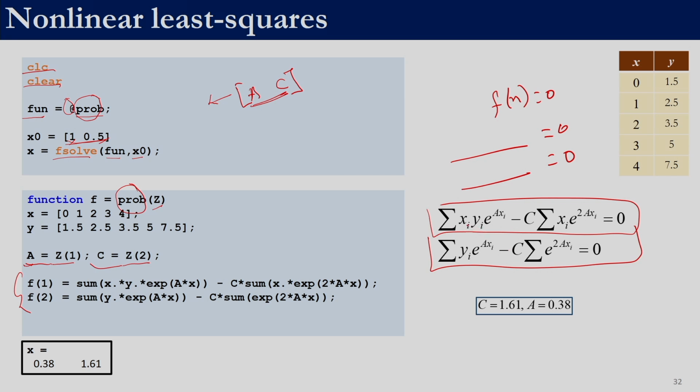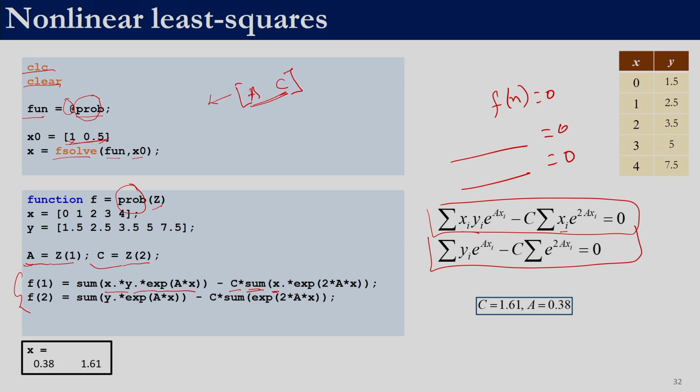Here, x is a vector, y is a vector. So, we use this dot operator, x dot star y, and this e power a x_i is going to be computed n times for n values of x. Again, a dot operator: dot star exponential of a star x minus c, where c is a constant. Because of this summation we have this sum. The sum function will help us to sum all the values.